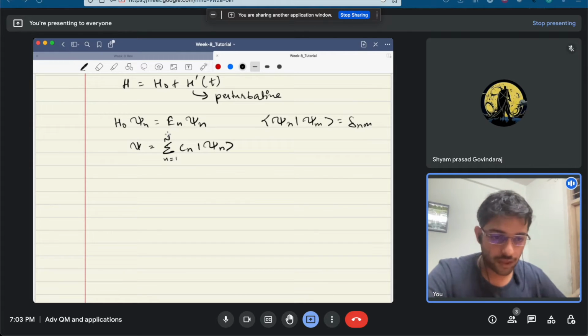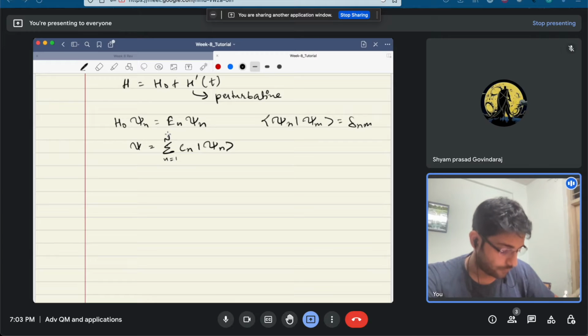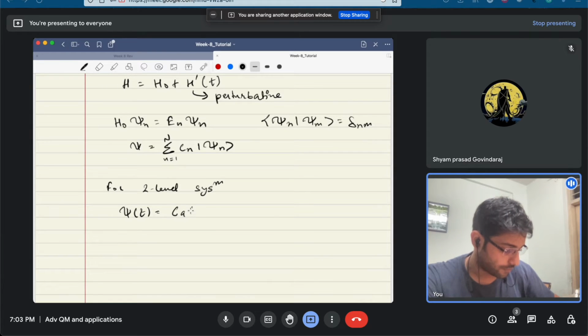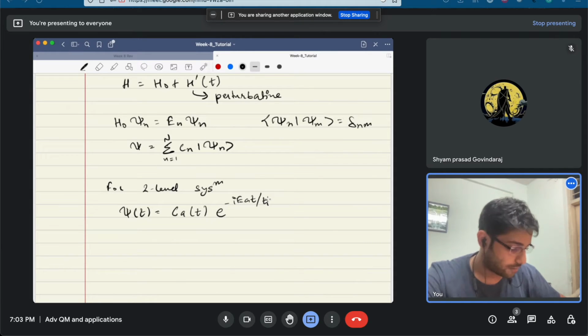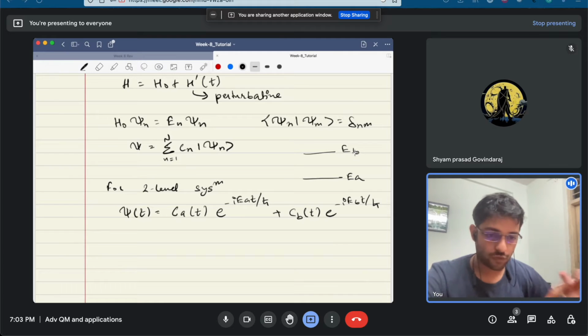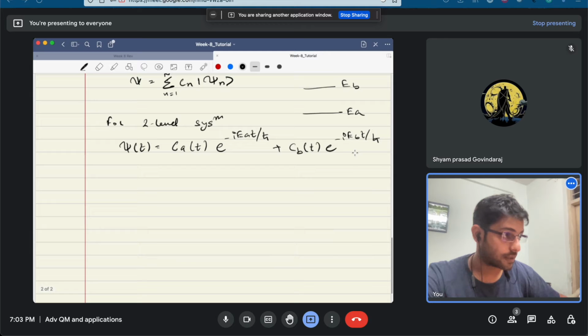From the lectures or textbooks, you must have already seen that for a two-level system, time-dependent perturbation theory gives you something of this sort: Ca of t e to the power minus i Ea t by h bar plus Cb of t e to the power minus i Eb t by h bar, where we have two levels having energy Ea and Eb. So this is the general wave function for a two-level system, but for n levels this gets a bit more complex.